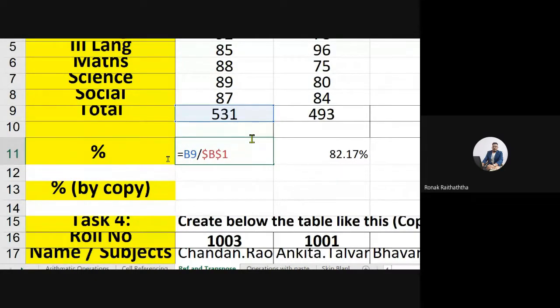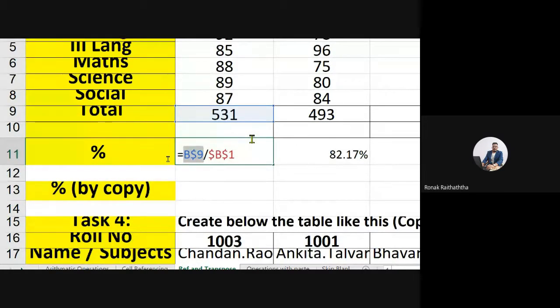Let's keep this B independent. Do not insert the sign of dollar against B. We want to lock row number 9, but we do not want to lock this column B, because B should become C, C should become D, then only we'll get the answers for the students. So I am just pressing the dollar sign only against 9 numbers.